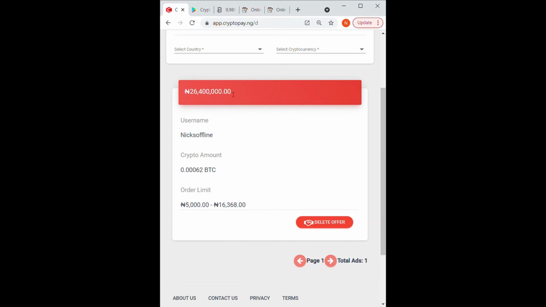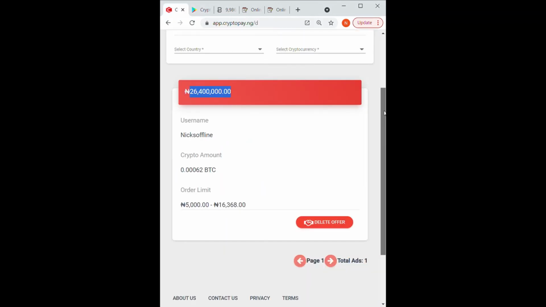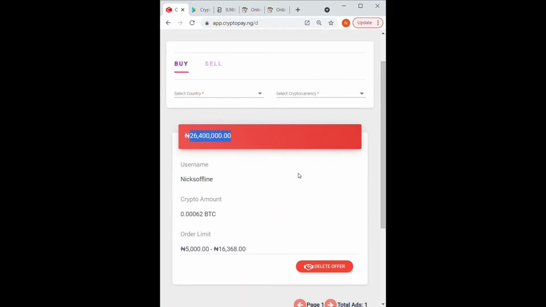So to be sure of this rate, if you divide this amount by the current Bitcoin price, it should fall back to 480 naira. So you can try that on your own convenience. So that will be 26,400,000 divided by 480. You should go back to this. So that is how to post an advert. The second advert that we posted should be here too, which is this.